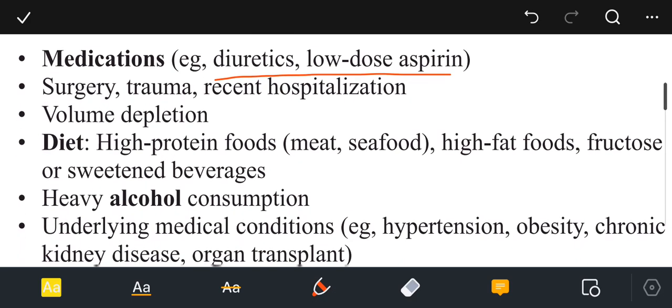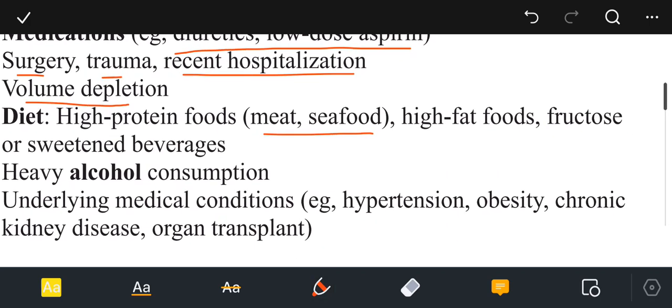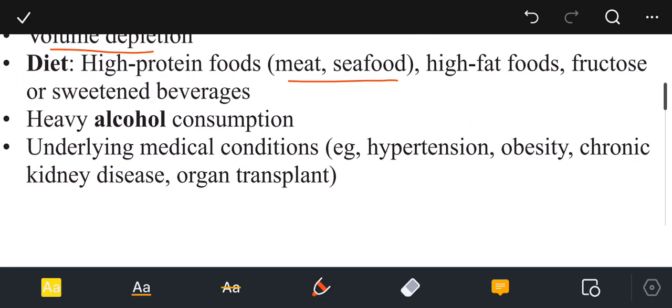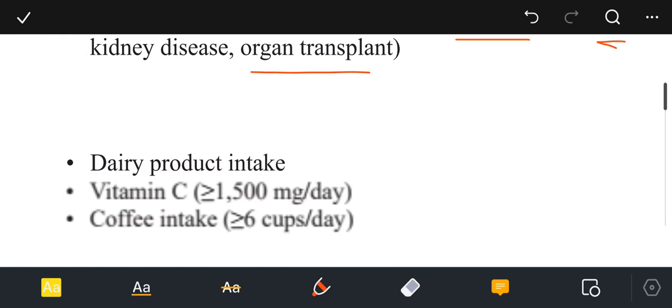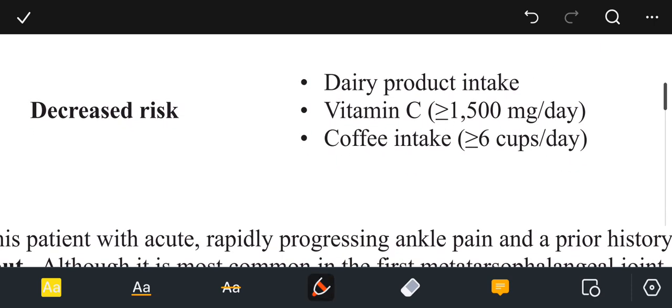Surgery, trauma or recent hospitalization, maybe volume depletion, diet which includes high protein foods like meat and seafood, high fat foods, fructose or sweetened beverages, heavy alcohol consumption, and underlying medical conditions, for example hypertension, obesity, chronic kidney disease and organ transplant. The decreased risk is seen with dairy products intake, vitamin C more than or equal to 1500 milligrams per day, and coffee intake of more than or equal to 6 cups per day.